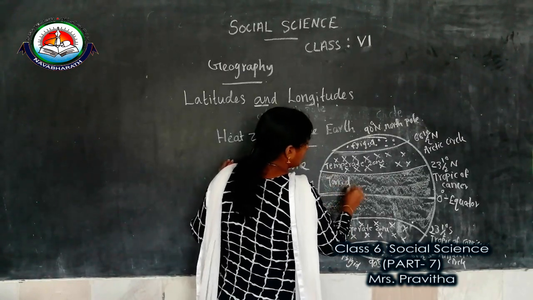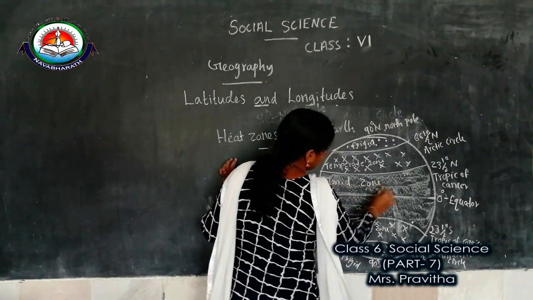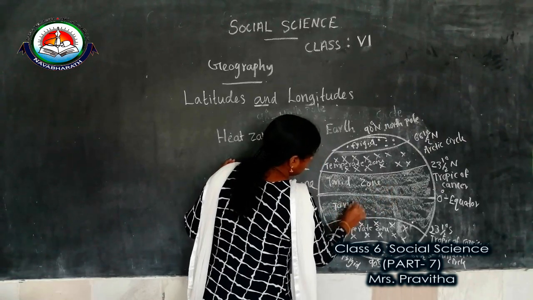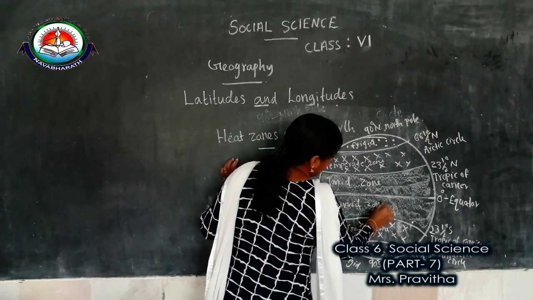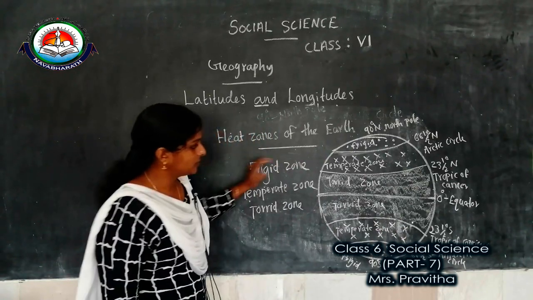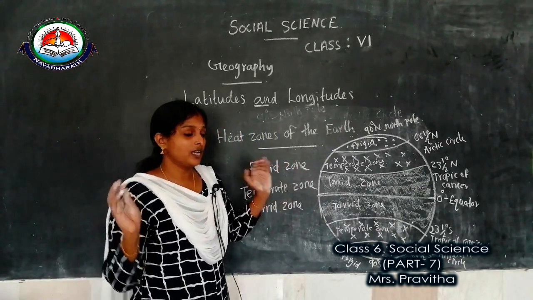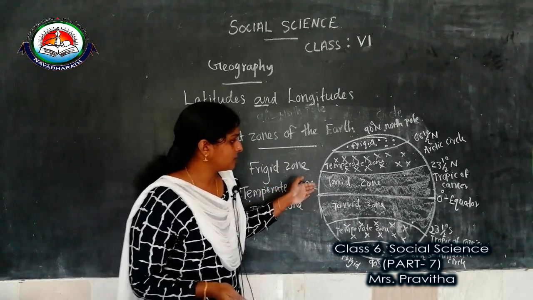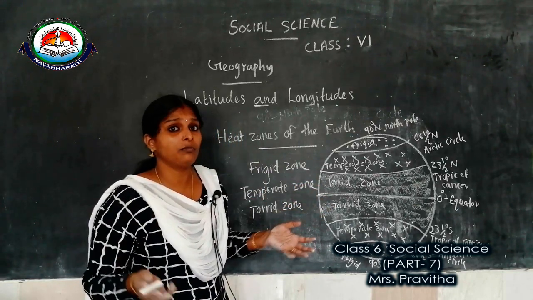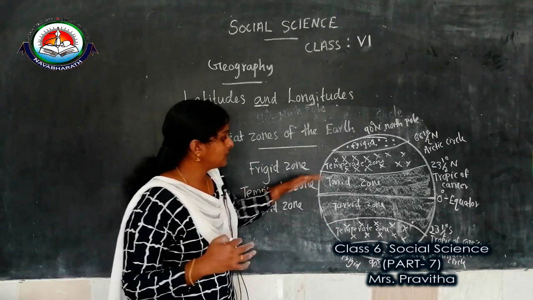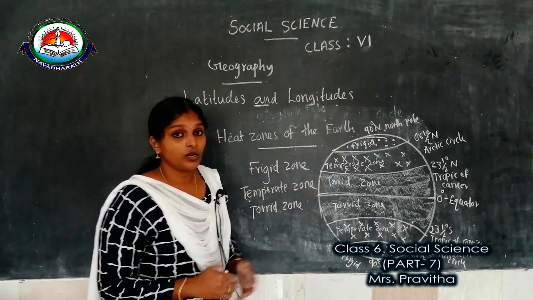Torrid means hot. This region is called the torrid zone. These are the three heat zones of the earth. In the equatorial region, sunlight falls directly all the time, so this area receives maximum heat. So this region is known as the torrid zone.